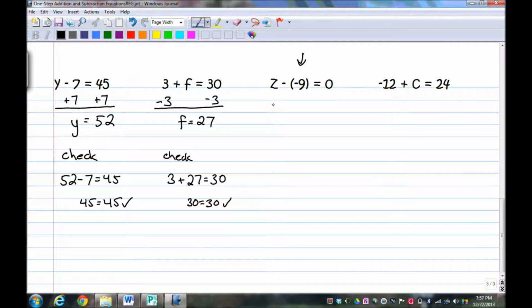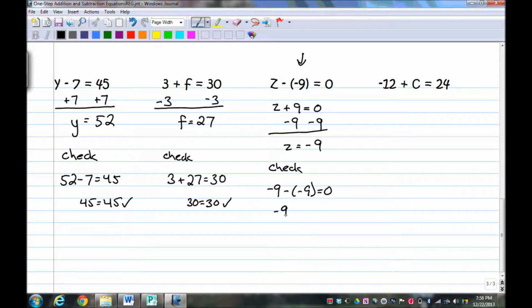This one is tricky because you have the double negatives. The first thing you should do is this before you try and get rid of anything. Then you want to get rid of a positive 9 by doing a negative 9 or subtracting 9 on both sides, leaving z is equal to negative 9. For my check step, I have negative 9 minus a negative 9 should be equal to 0. This is negative 9 plus 9 equals 0, and 0 equals 0, and it works. Notice there was one more step in this check step, and that's because of that double negative up there.